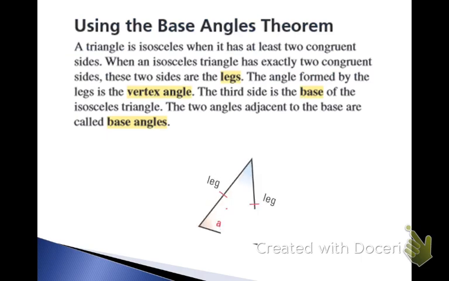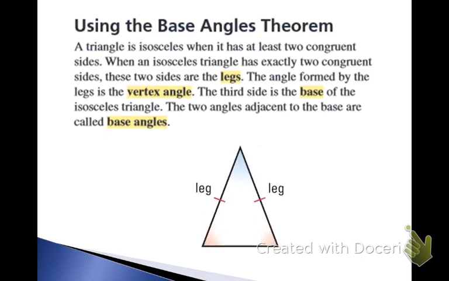Okay, using the base angles theorem, you have to fill in the blank. A triangle is isosceles when it has at least 2 congruent sides. So your first blank would be that it has at least 2 congruent sides. An isosceles triangle has at least 2 congruent sides. So when it says at least, does that mean it can have less than 2 congruent sides? No. Does it mean it can have more than 2 congruent sides? Yes. So is an equilateral triangle also isosceles? It is, because it has at least 2 congruent sides, so there's 3.